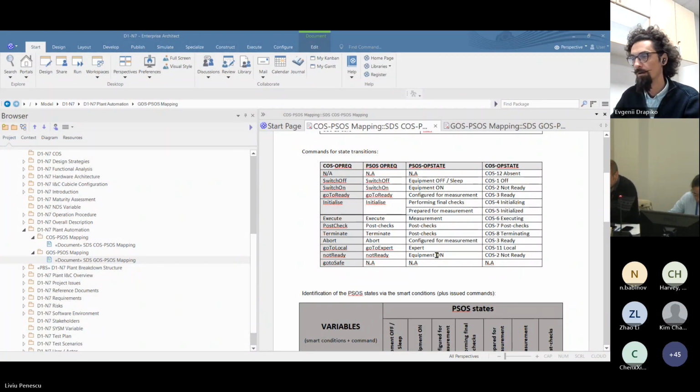So this is the typical table that we have in the EAs.